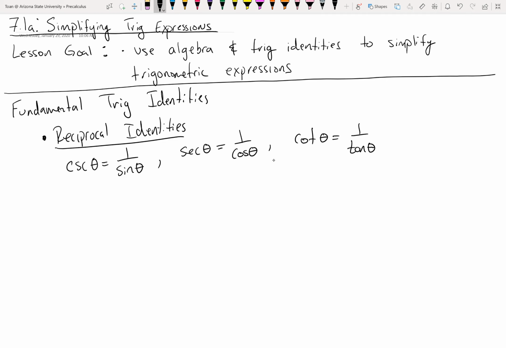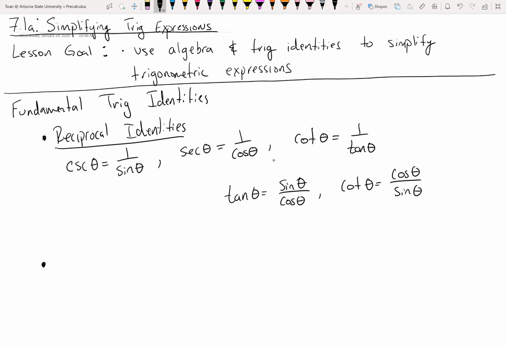In addition, we should know that tangent is the ratio of sine to cosine, which means if cotangent is the reciprocal, it should be the exact flip. Cotangent is the ratio of cosine to sine.